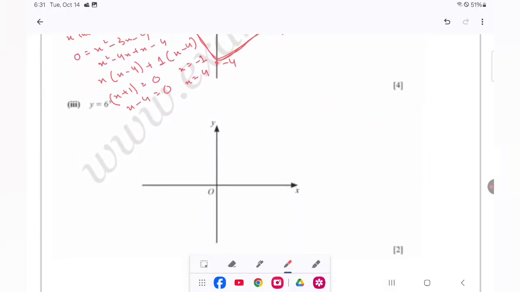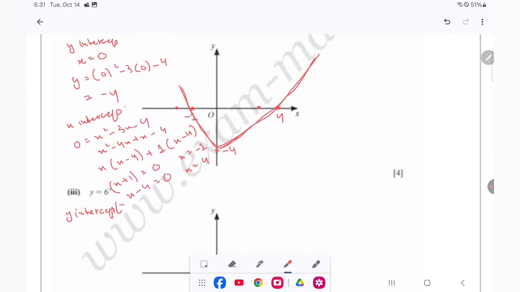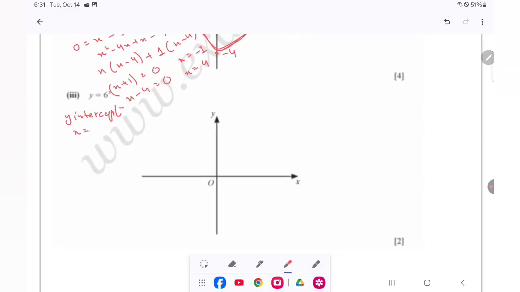Now for the part 3, y is equal to 6 to the power x. Now for the y-intercept, x will become 0. So y is equal to 6 to the power 0, and any coefficient to the power 0 will automatically become 1. Like 1 to the power 0 is 1, x to the power 0 is 1. So y is equal to 1.